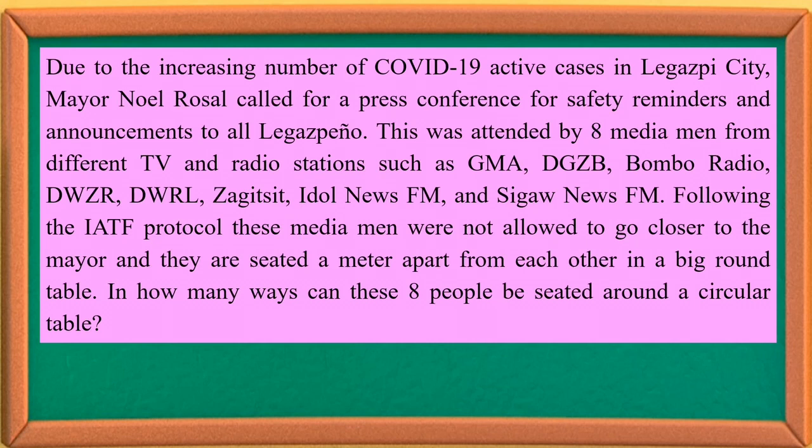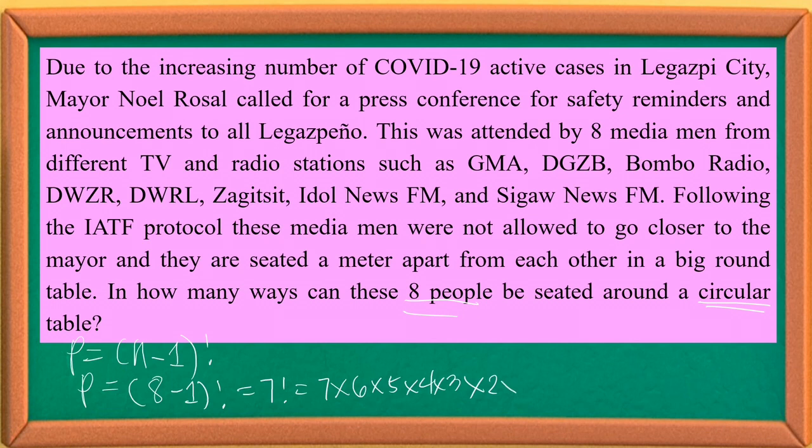So in this example, you are going to arrange these 8 people in a circular manner. So this is an example of circular permutation. For circular permutation, we have P is equal to n minus 1 factorial, and n here is the number of people that you are going to arrange. So P is equal to 8 minus 1 factorial. And 8 minus 1 is equal to 7. So P is equal to 7 factorial. 7 factorial is equal to 7 times 6 times 5 times 4 times 3 times 2 times 1. Multiplying all the digits, this is equal to 5,040.